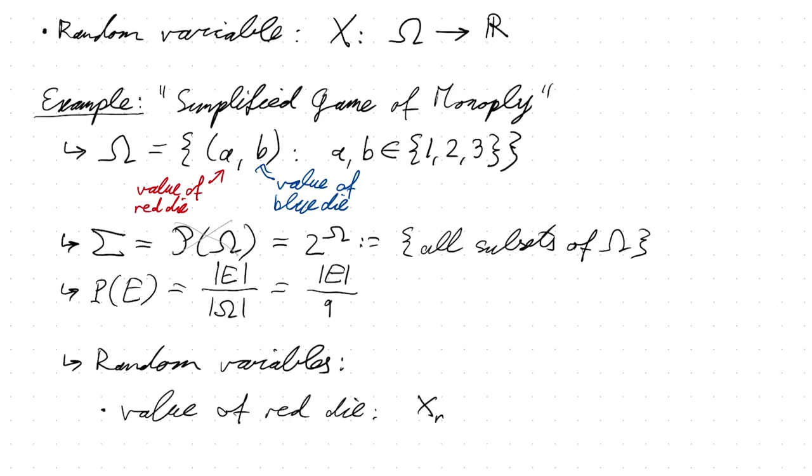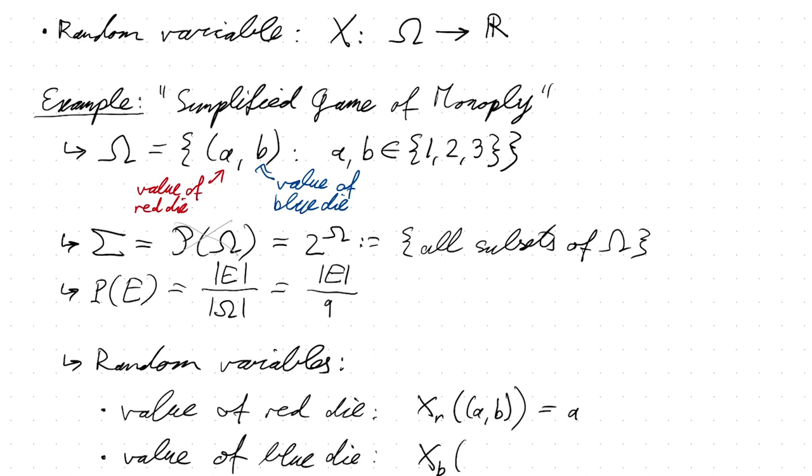So it takes a sample from our sample space, which is always a pair A and B. Let's just write this out. It takes A and B, and in this case, it will project on the value of the red die, which was this value A here. So it maps it to A, which is a real number. It's even just an integer from 1, 2, or 3. And then obviously, you can also define another random variable, which is the value of the blue die. And that X sub B takes also A and B and maps them to B.